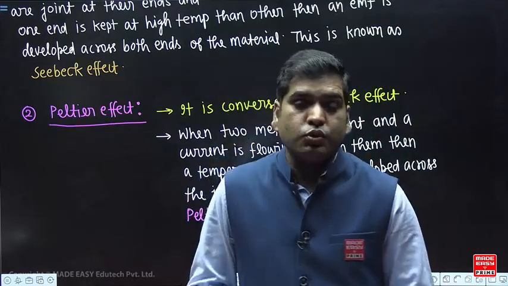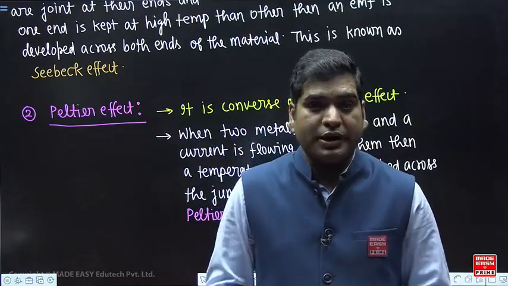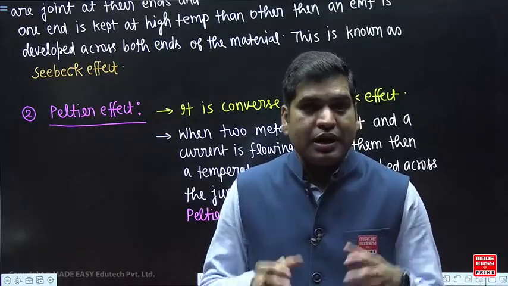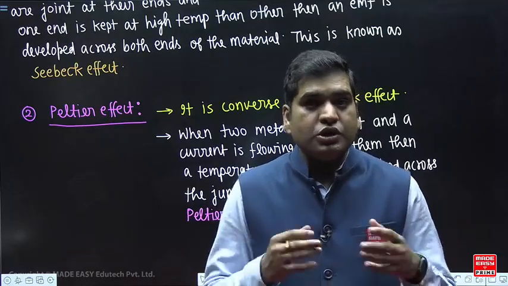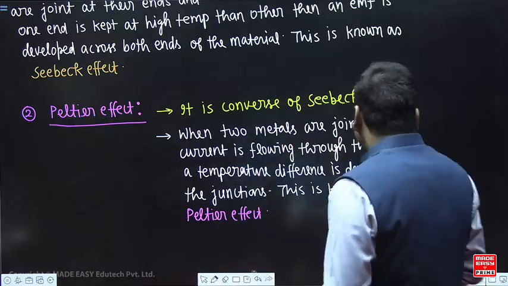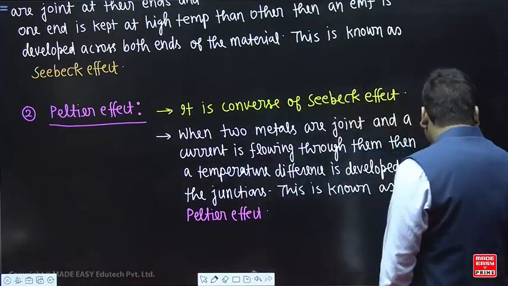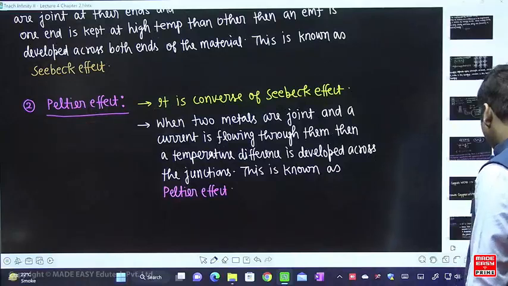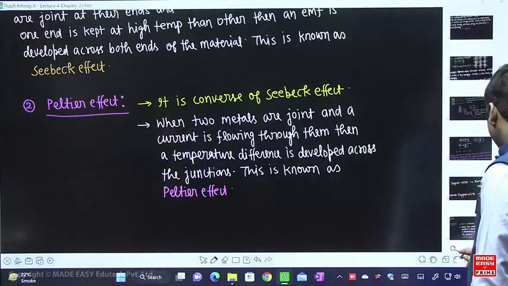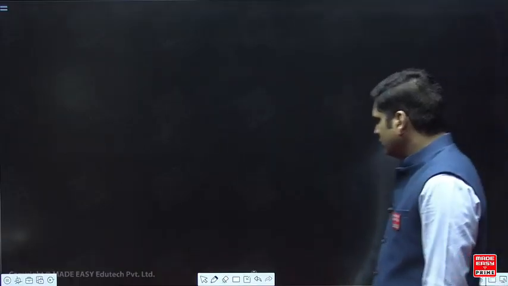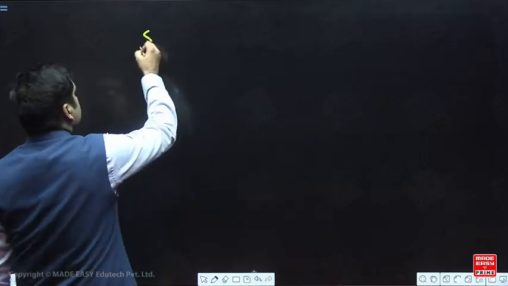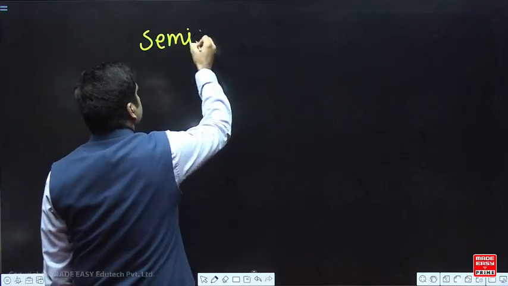I said that this whole chapter would be divided in three broad categories. First one is conductor, second one is semiconductor, and the third one is insulator. So let us go for part 2. Part 2 of this chapter is conductors. Sorry, semiconductors. Conductors we have studied. So let's go for semiconductors.